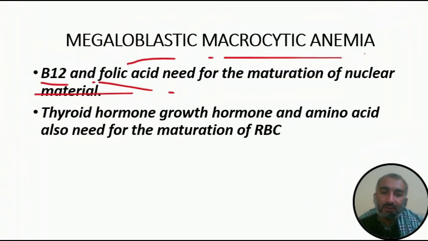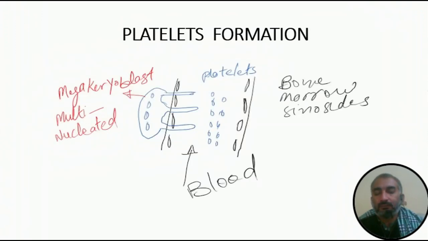The second is maybe thyroid hormone. Due to lack of thyroid hormone, and amino acids are also needed in the maturation of RBCs. So that's all for RBC. Now we will go to our next cell, which is the megakaryoblast or megakaryocyte, and which gives rise to platelets.